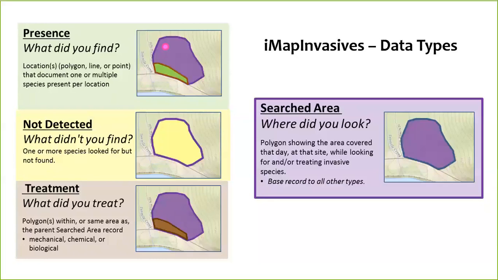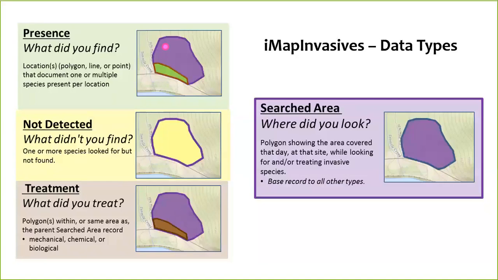This slide just shows some of the basics of what are the data types within IMAP. And so the terminology is always important to understand as you're getting into the more advanced data. And so the presence point or the presence records are the simple concept of I saw this invasive species here at this point in time. And so now with the new IMAP system, this can be a point, line, or polygon, and you can actually have multiple species tied to one presence record. So if you're standing at one point, you can enter multiple species at once.